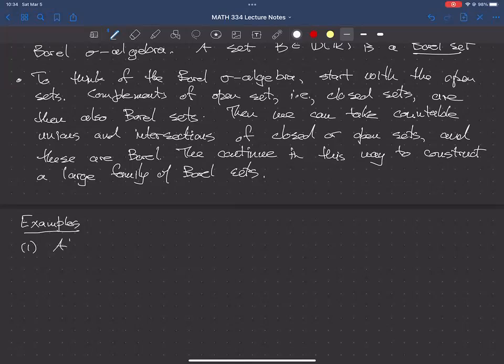So first of all, intervals are Borel. Certainly the closed and open intervals are Borel sets, because of the way I constructed or thought about building up the family of Borel sets up here. But then you should also think about the intervals which are neither closed nor open.